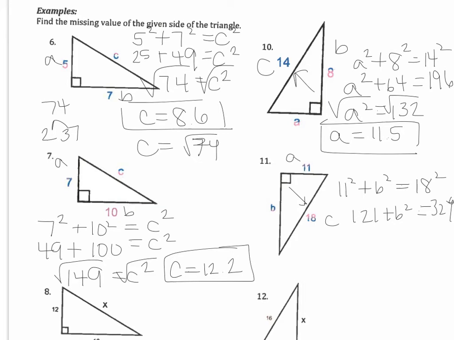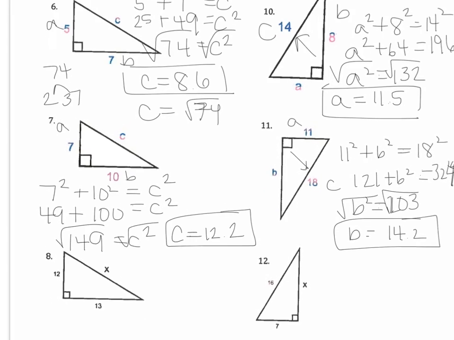That's a 4. This pen does not like me too much. So now I'm going to subtract 121. I get B squared equals 203. I'm now going to square root both of those. B equals 14.2. Okay. Hopefully you're able to follow along.